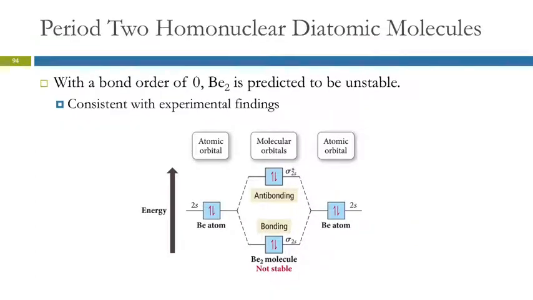Okay, let's look at Be2. Well, beryllium has 2 valence electrons, and they are in the 2s orbital. So the molecular orbital diagram is the same as for lithium. But now we have a total of 4 electrons, 2 from one beryllium atom, 2 from the other. So we put 1, 2 in the lower, and 1, 2 in the upper, and this has a bond order of 0, right? Because you take the number of bonding electrons minus the number of antibonding electrons. 2 minus 2 is 0. You divide by 2, it's still 0. Predicted to be unstable, consistent with observations.